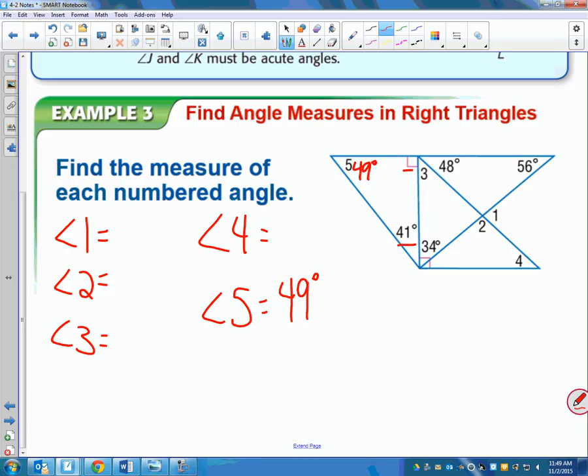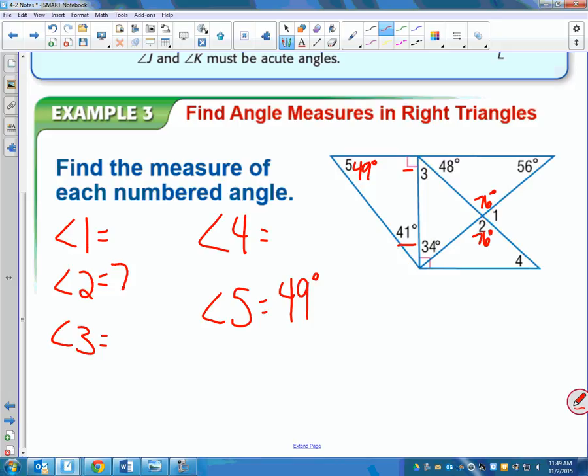But then you can get angle 2 also. How'd you get angle 2? You do 48 plus 56 and then subtract from 180. So that gives you 76. So that makes this 76.